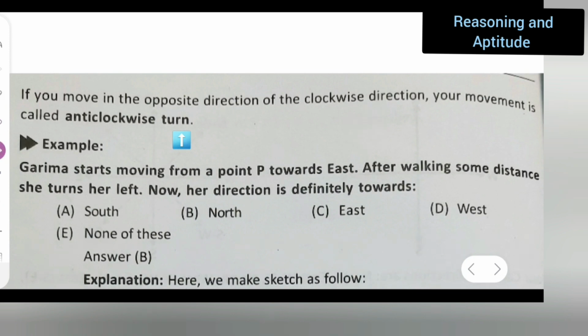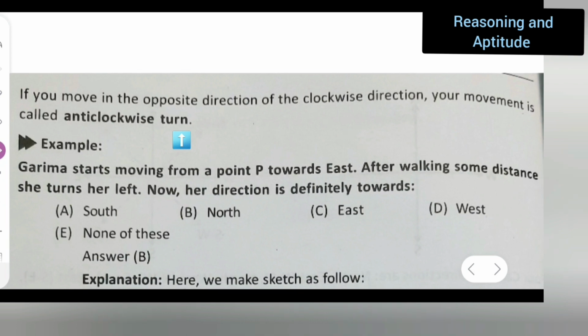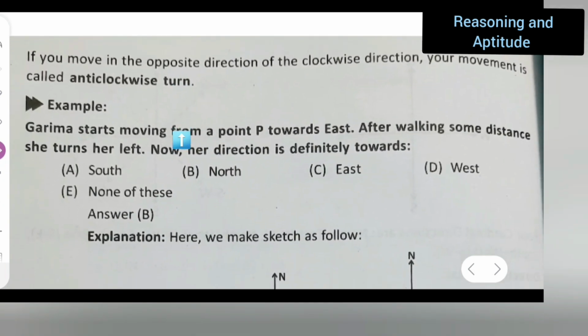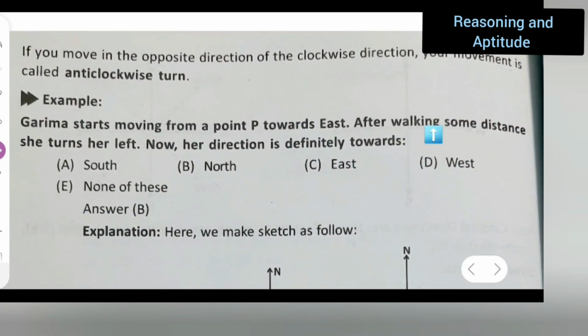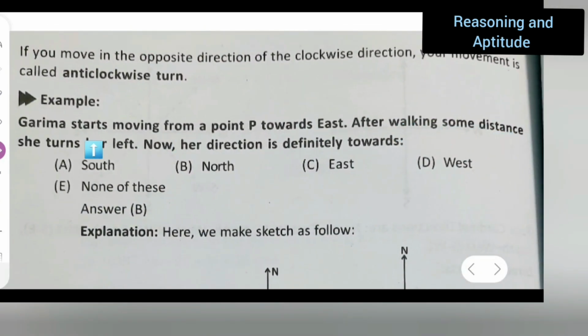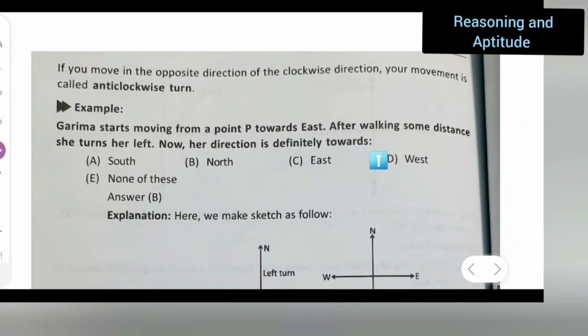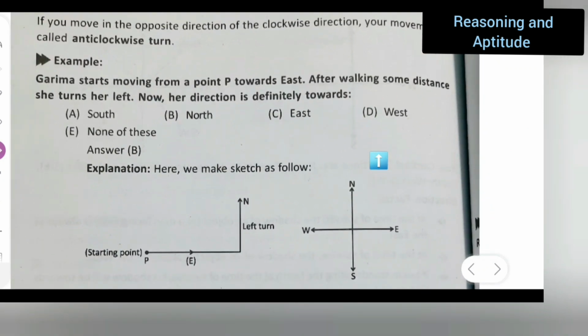So now let us take one example for a better understanding. Take down this example. It says Garima starts moving from a point P towards east. After walking some distance, she turns left. Now her direction is definitely towards, let us see.